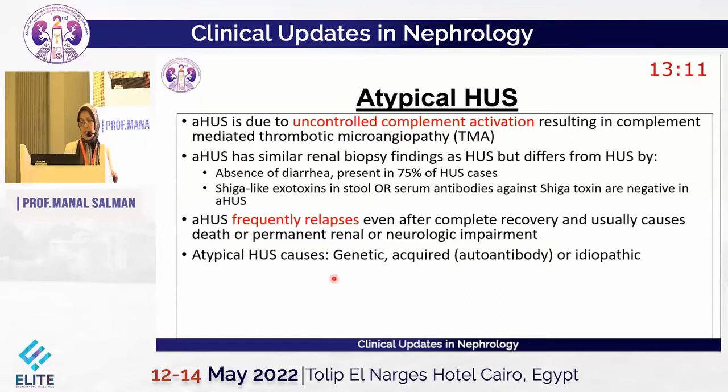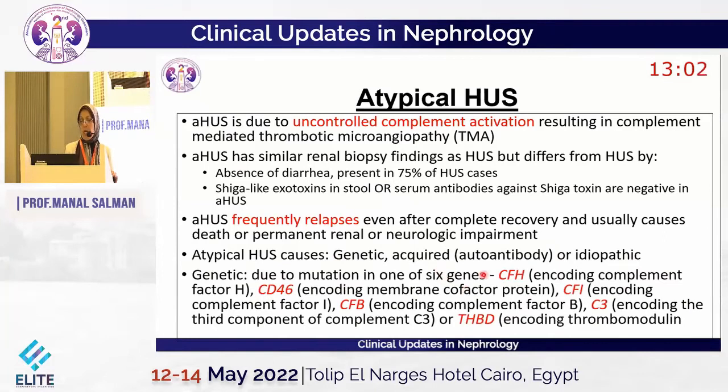The causes of atypical HUS are genetic, acquired, or idiopathic. The genetic is due to mutation in one of 6 genes that control the complement pathway, and the acquired is due to autoantibodies to these factors.